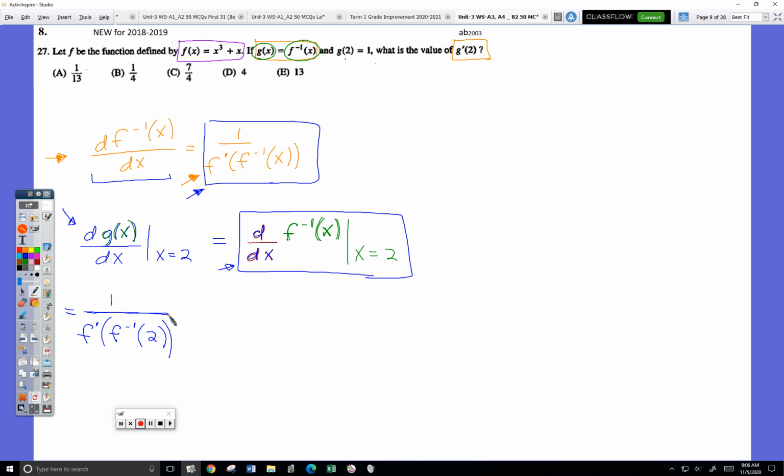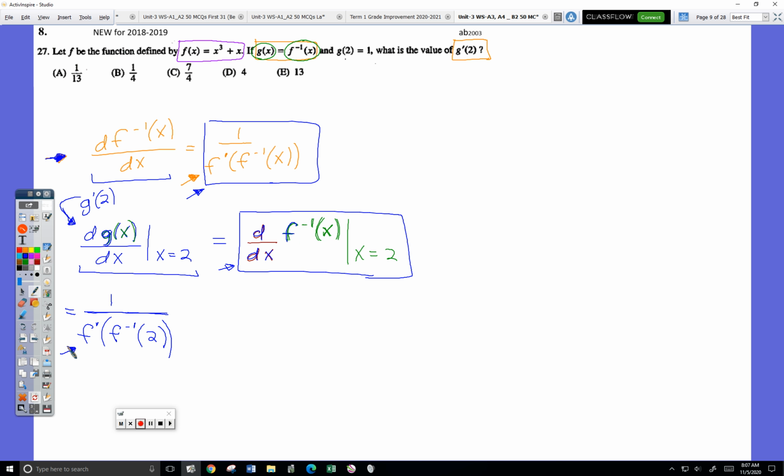So really the key connections here were reading the problem, I recognize that they are talking about an inverse function, so I right away think of using this formula. Next thing, identify what they want. They want me to find g prime of 2. So I notice that g prime of 2 is this. I do exactly what Autumn said. I notice that g of x is the same thing as f inverse. So I make that replacement. Use the rule sheet to get here.